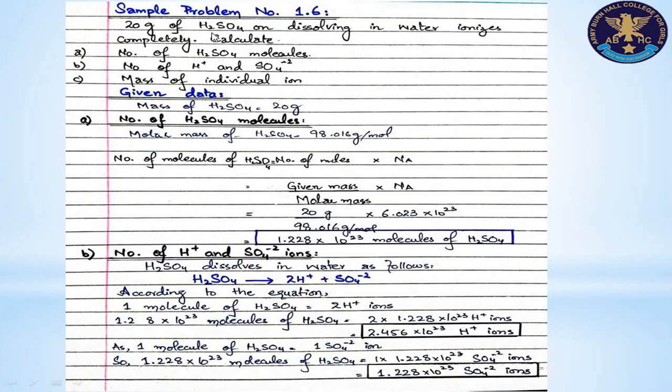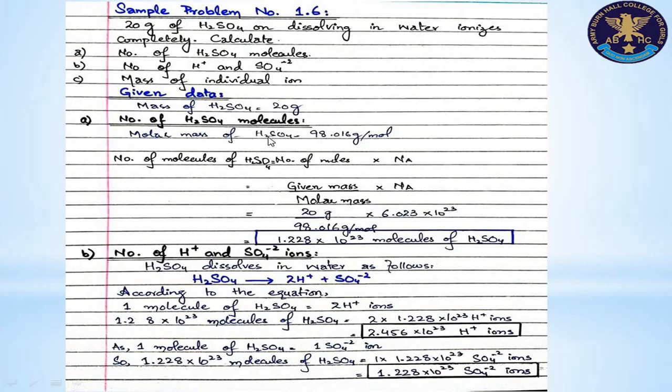20 grams of sulfuric acid, on dissolving in water, ionizes completely. We have to calculate 3 things: the number of sulfuric acid molecules, the number of hydrogen ions and sulfate ions, and in part C, we have to calculate the mass of individual ions. The given data we have: the mass of sulfuric acid is equal to 20 grams. First we will solve part A, the number of sulfuric acid molecules.